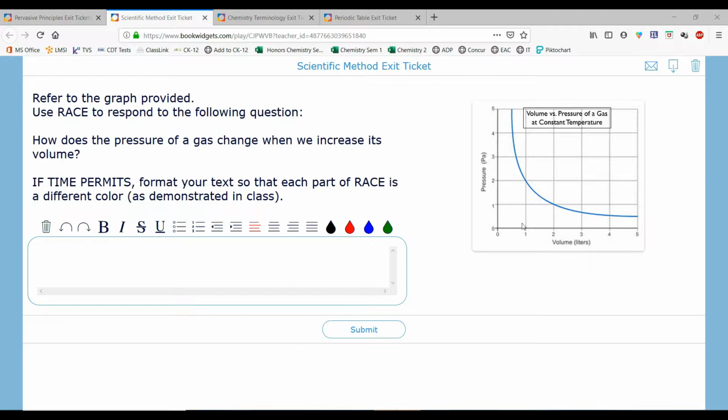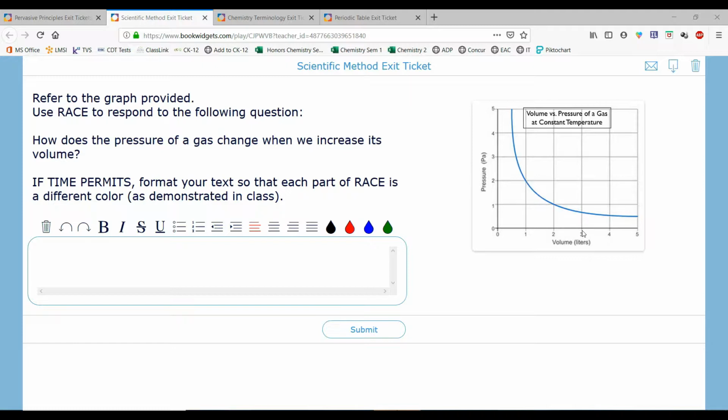So if we look at this and we start with 0 liters of gas, we don't even see a point on the y-axis. In fact, at that point there is no 0 point for volume, so we assume it's very, very high up here somewhere. We can't be sure. When we add 1 liter of gas, then we have a pressure of 2 pascals. When we add 2 liters of gas, we have a pressure of 1 pascal. So we went down from 2 to 1.